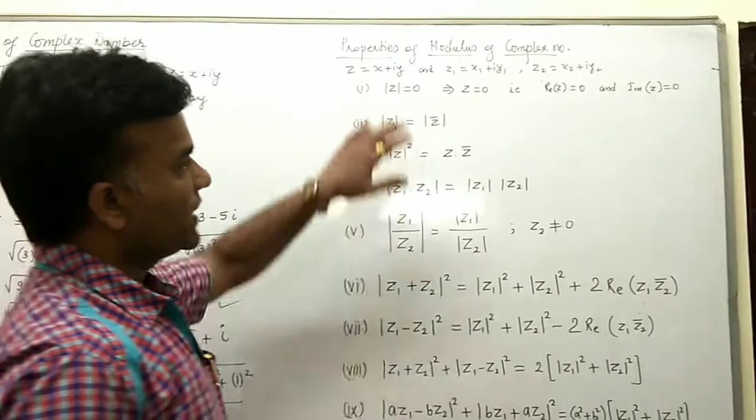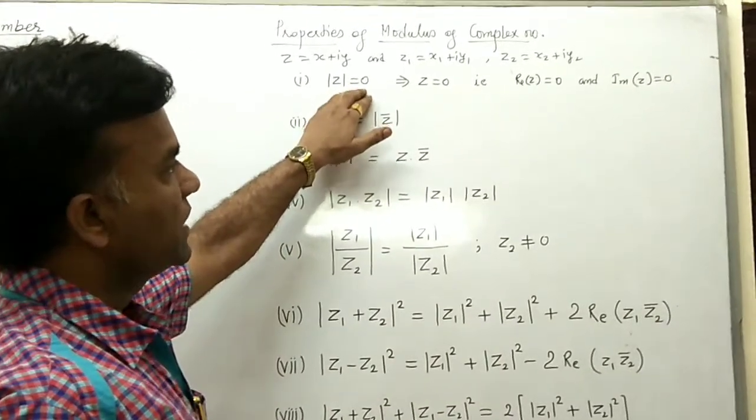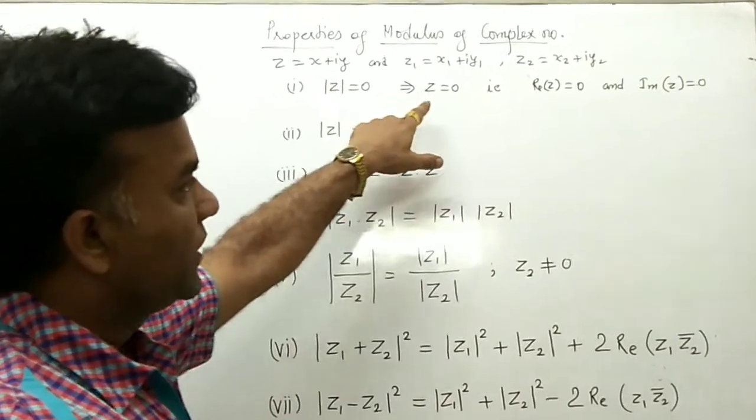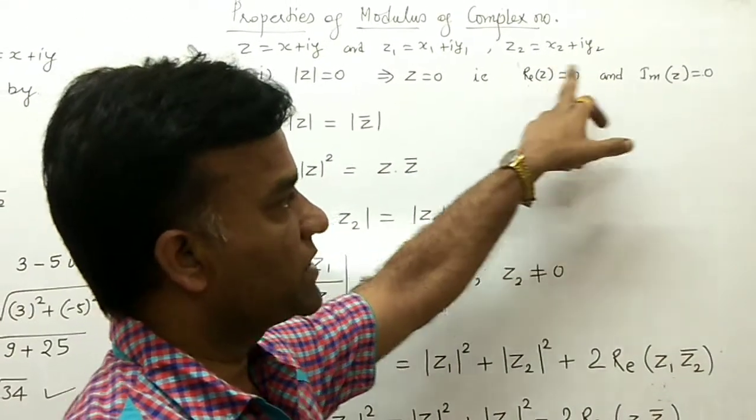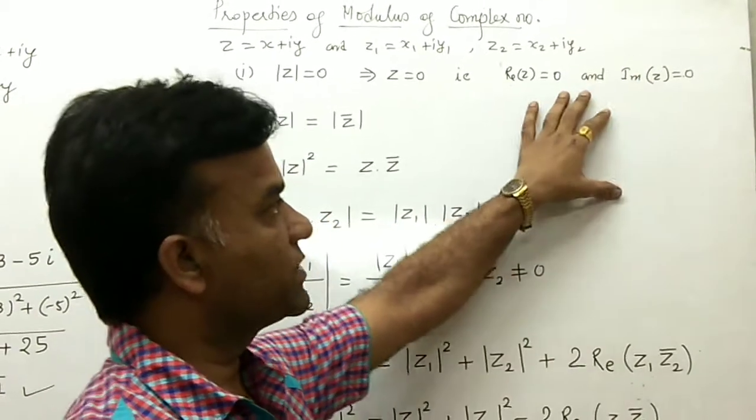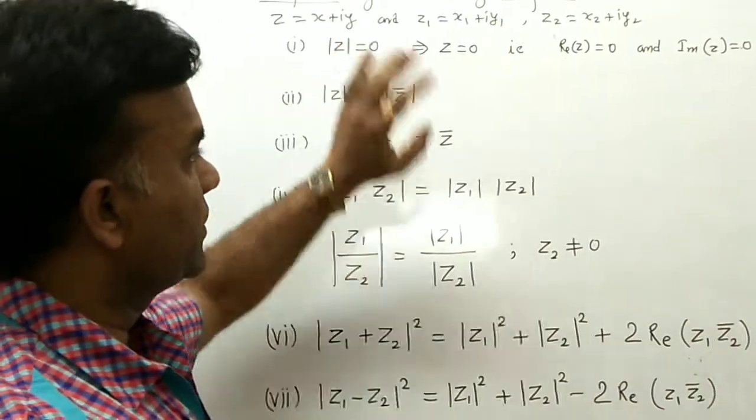And now the first property is modulus of z equal to 0. It means the complex number is 0. The complex number is 0, it means the real part of the complex number is 0 and the imaginary part of the complex number is also 0. Therefore modulus of z equal to 0.